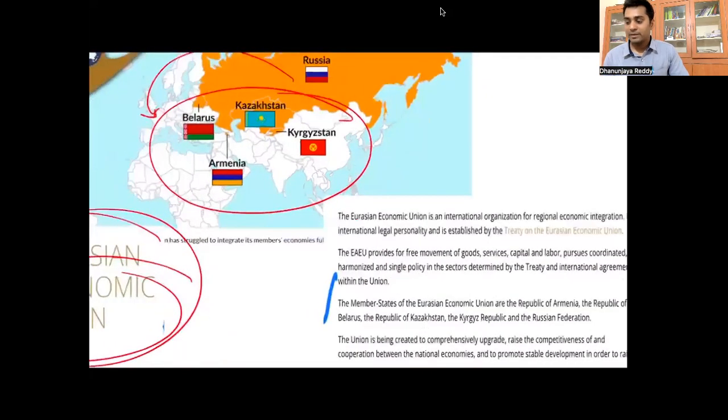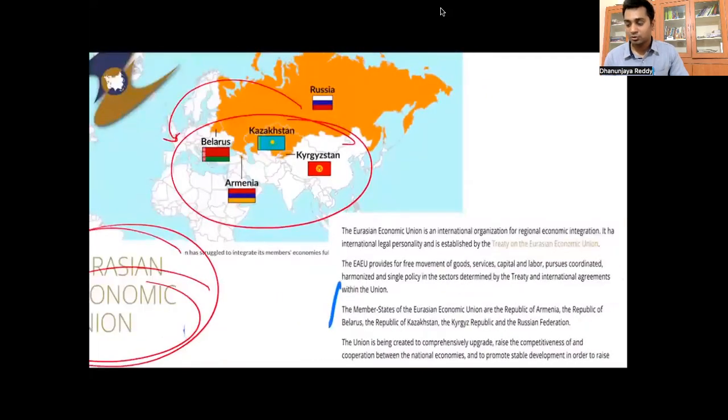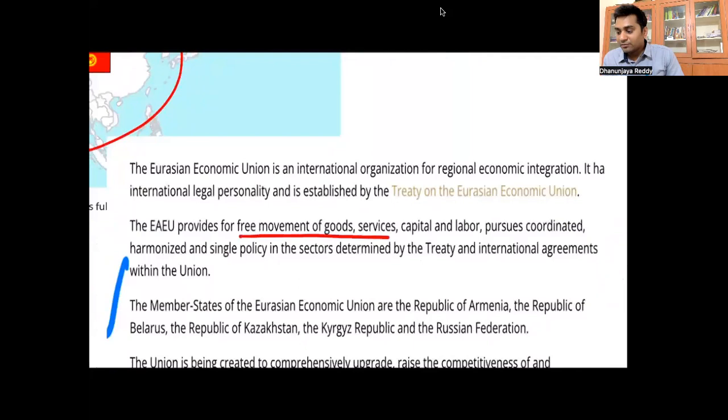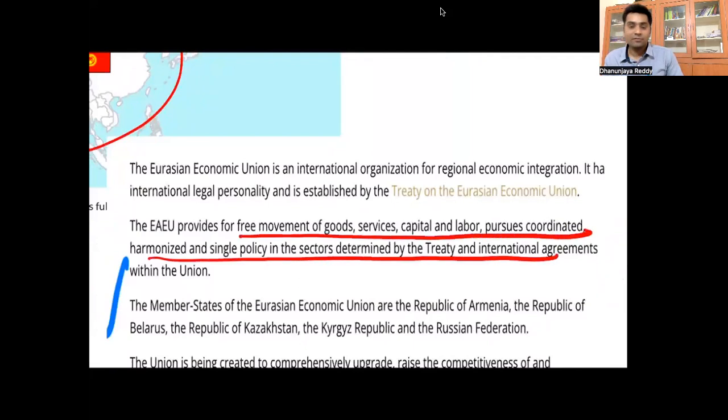Now they can ask how many members are there in this Eurasian Economic Council. There are 5 members, right? So it is a free movement of goods, services, capital, labor, and a harmonized and single policy of treaties and international agreements. That is what the Economic Union means. What are the member states? Armenia, Belarus, Kazakhstan, Kyrgyzstan, Russia.